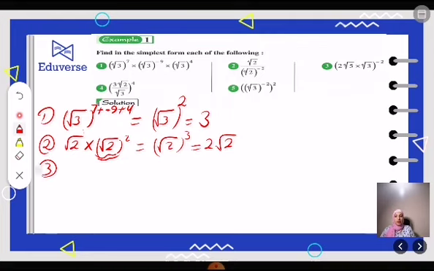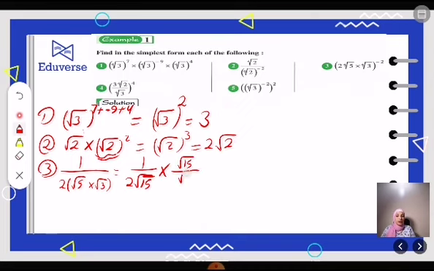Let's see number 3. We have 2 root 5 multiply root 3, all to the power negative 2. Okay, I can just flip it to make the power positive. It will be 1 over 2 multiply root 5 multiply root 3, which can be written as 1 over 2 root 15. Okay, we can make it simplest, as you learned this in the first term, by multiplying by root 15 over root 15, up and down.